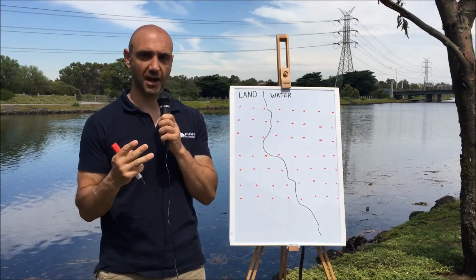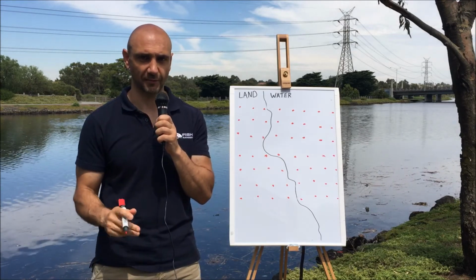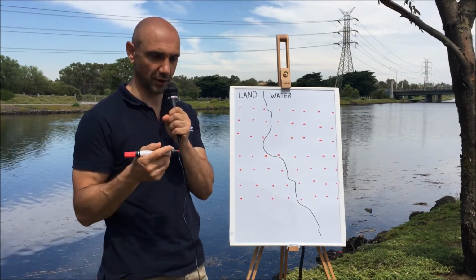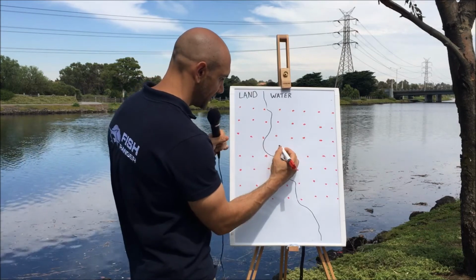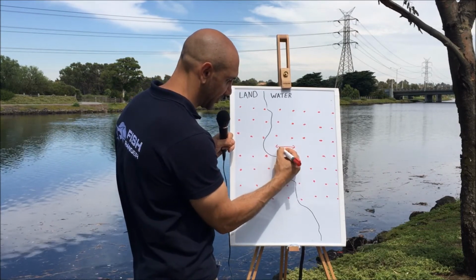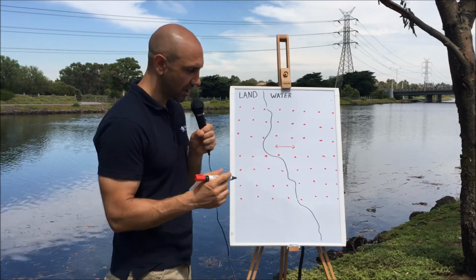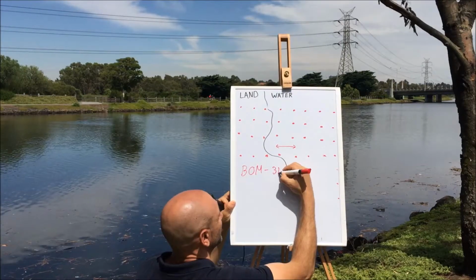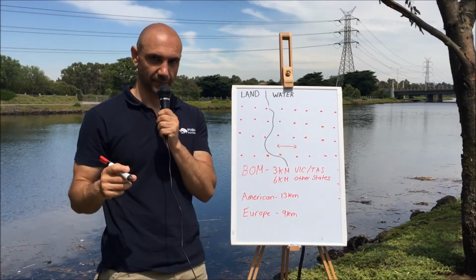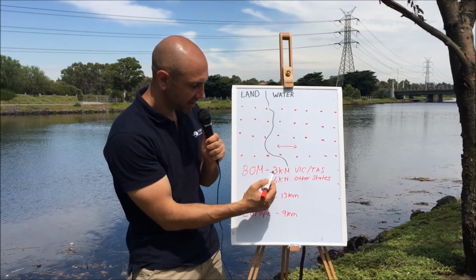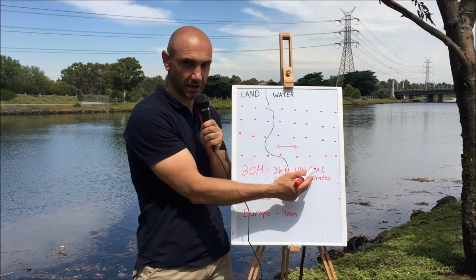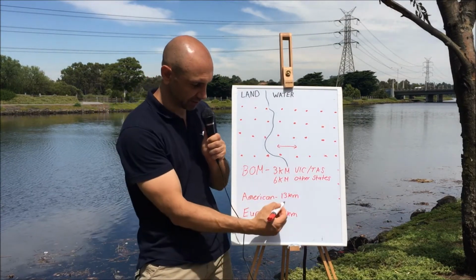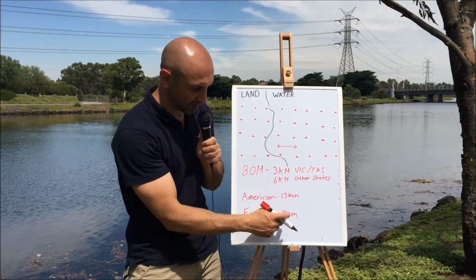So I said there were three forecast models that are used, and I also said that BOM is the best one. So I'm going to quickly explain why that's the case. The thing that determines if a forecast model is better than another one is its forecast resolution. So the resolution is the distance between these grid points here. So BOM's forecast model for Australia has a resolution of 3 kilometres in Victoria and Tasmania and 6 kilometres in the other states.